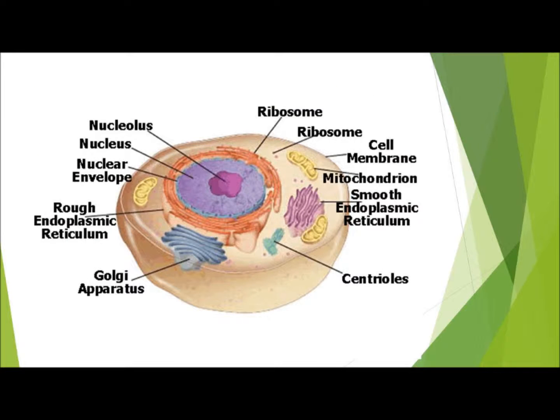Here is a picture of a typical animal cell. As you can see, all of the organelles are present and labeled.